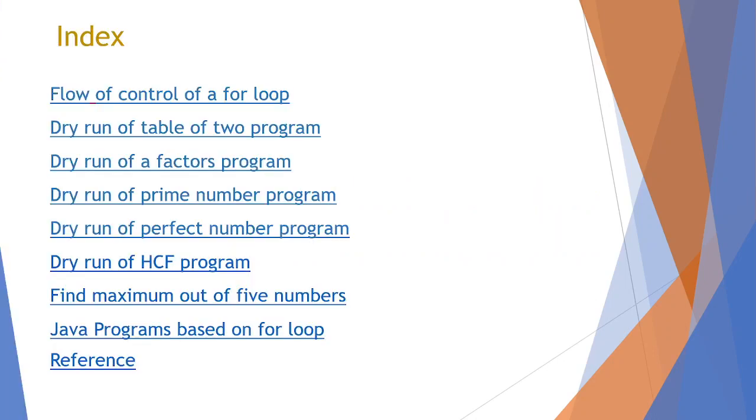In this video, I'll be explaining the programs using for loop and selection statements. Let's see the contents: flow of control, table of two program, factors program, prime number, perfect number, HCF, finding maximum out of 5 numbers, and Java programs in BlueJ IDE.